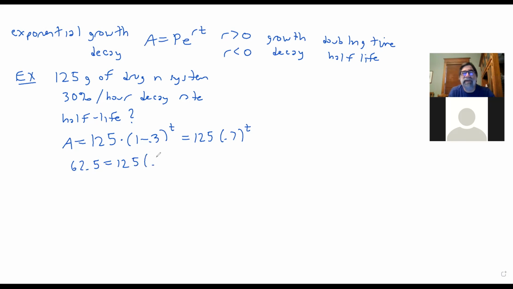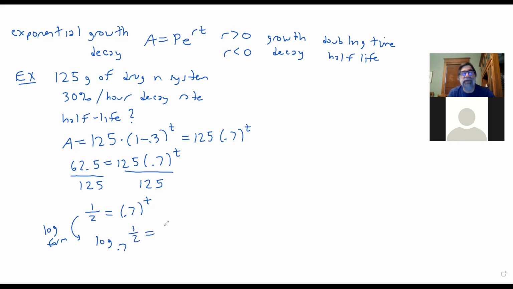So I'm going to keep it as a 0.7. You can change it over to, like I said, e to the rt if you want to. But this is going to be the same calculation you do every time for half-life. If you divide both sides by the initial amount, what is 62.5 divided by 125? 1/2. Because in order to use the definition, you need to have base, exponent, answer. So I'm going to continue to use logarithm base 0.7 here. You can change it, like I said, to e if you want to. But we're going to convert this one to logarithmic form. So it's logarithm base 0.7 of 1/2 is equal to t.